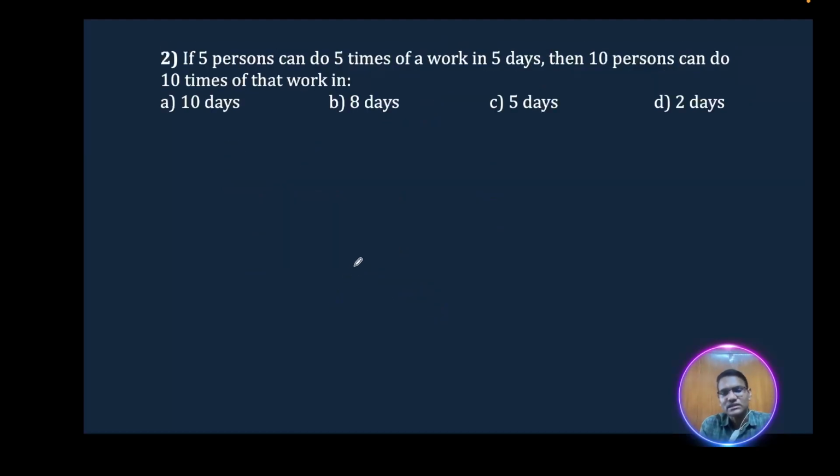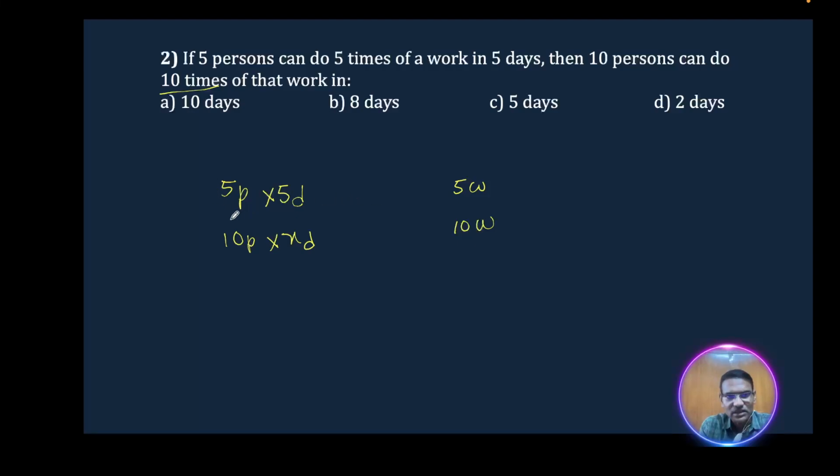The next question, in the same model: 5 persons can do 5 times of the work in 5 days. Try to understand: work I take on the right side, the remaining, persons, days, number of hours, I take on the left side. Now the question is: 10 persons can do 10 times of the work in how many days? Here hours is not given. Still we follow the same. Persons and days I take as one unit, work as one unit.